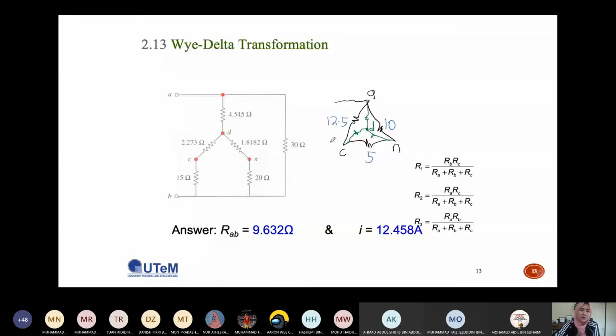Maybe you can try this one by yourself. You should get the R equivalent equal to 9.632 ohms. After you get the R equivalent, use Ohm's law, V equals IR, so I equals V over R, where R is the R equivalent. You can get the current, which is 12.458 ampere. So this is one method to solve this circuit. You can also use another method.